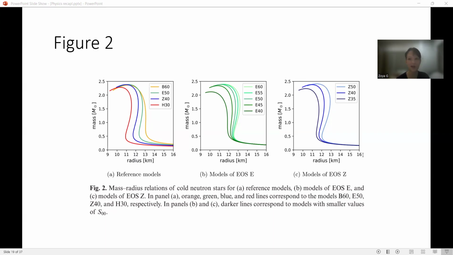So this one describes the relationship between the mass and radius of a neutron star. And the interesting thing is that the same radius, right, same radius, 11 kilometers, can correspond to two different masses, right, around 0.4 solar masses and 2.1 solar masses, I would say.